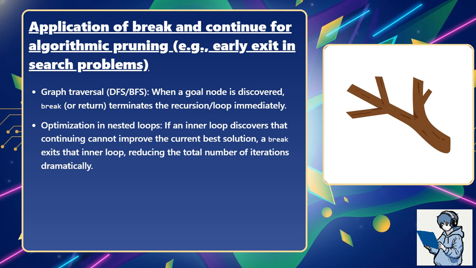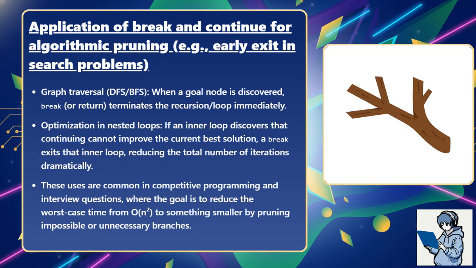Optimization in nested loops: if an inner loop discovers that continuing cannot improve the current best solution, a break exits that inner loop, reducing the total number of iterations dramatically. These uses are common in competitive programming and interview questions, where the goal is to reduce the worst case time from big O of n squared to something smaller by pruning impossible or unnecessary branches.